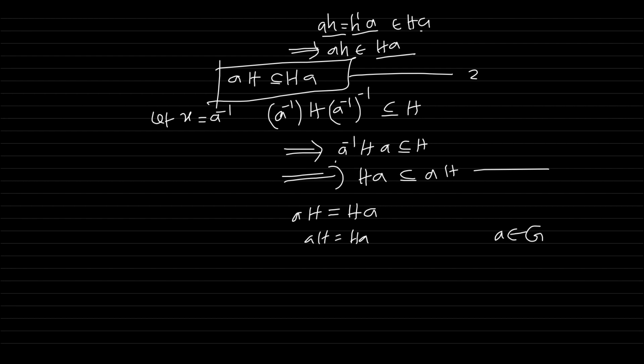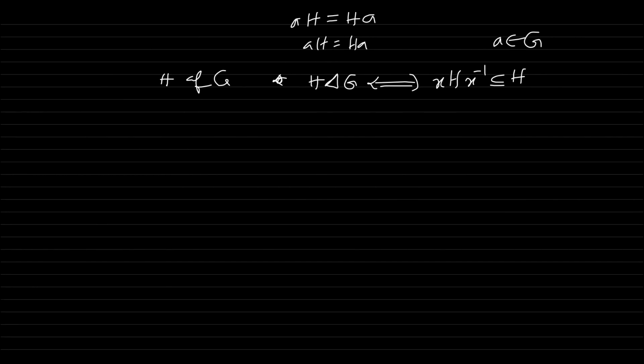So from this result, we can say that a subgroup H of G is normal, which means H is a normal subgroup of G, if and only if xHx inverse is contained in H. Okay, now we are going to discuss some extra examples.